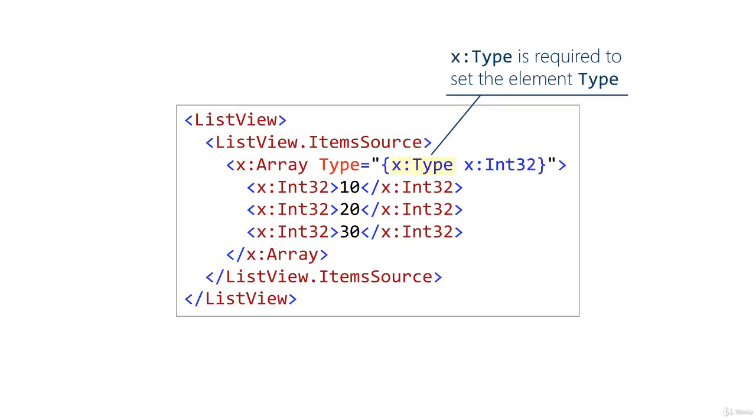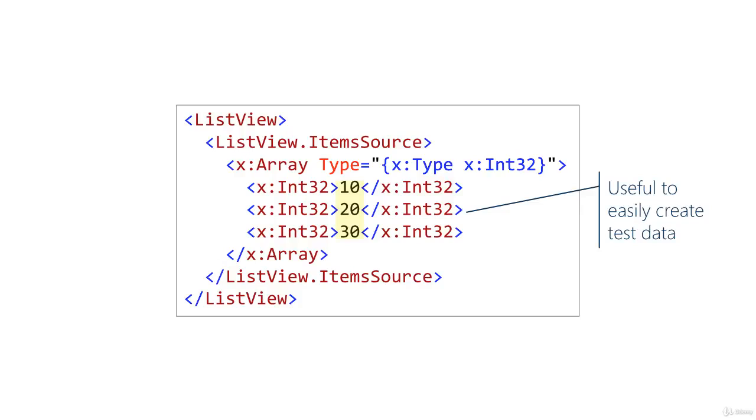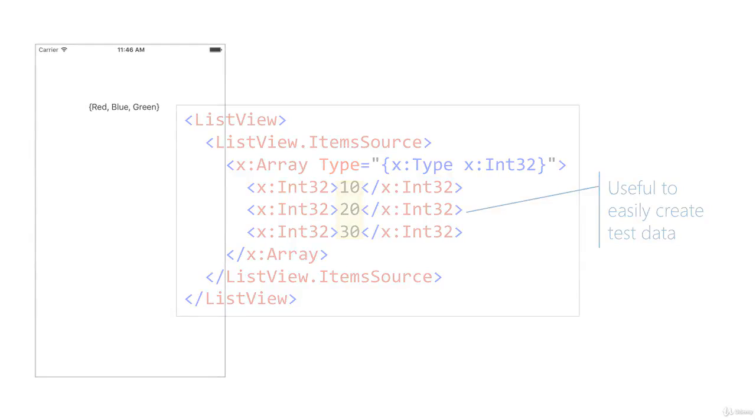So in this case, we're asking x:type to take that string there, int32, look up the type object for the int32 struct, and return it to us. And that's going to get assigned to the type property of the array markup extension. In real code, this isn't terribly useful because you have hard-coded data in your XAML, but for prototyping, this can be quite useful to get test code into your XAML.